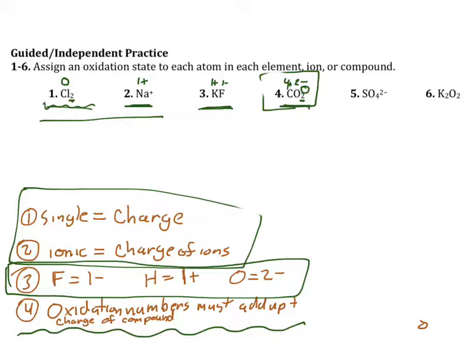But again, you don't need to explain it in that depth. You only need to actually come up with these numbers here. And these numbers will be important in the future when we talk about electrochemistry. So let's go ahead and do number 5.